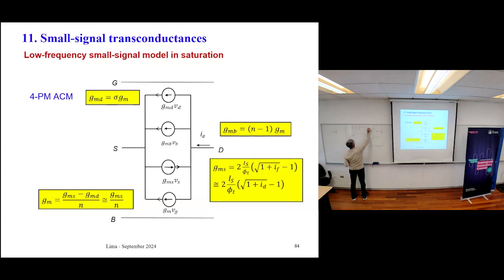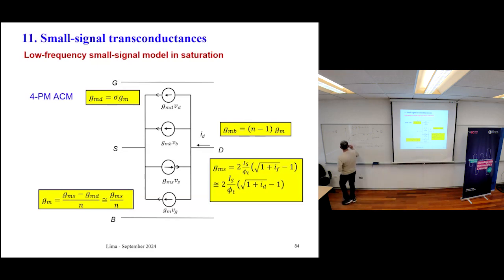Small IF is the normalized forward current, and small IR the normalized reverse current. Now you can write GMS in terms of IF. In saturation, IF is much greater than IR. Operation in this region means that IR is much smaller than IF. Is that clear? This approximation is also valid because what's GMS?